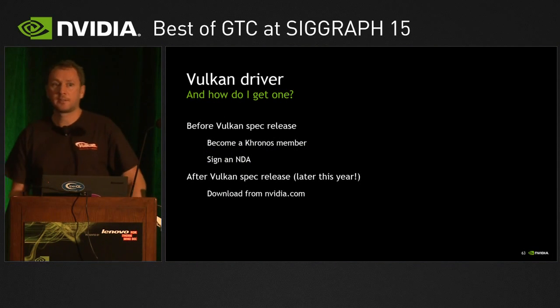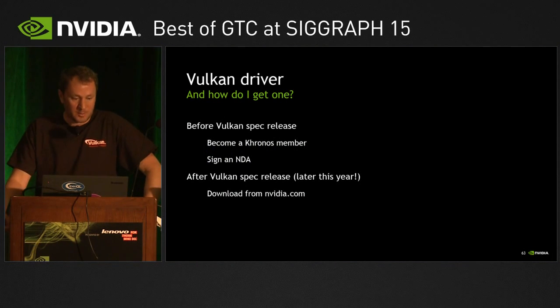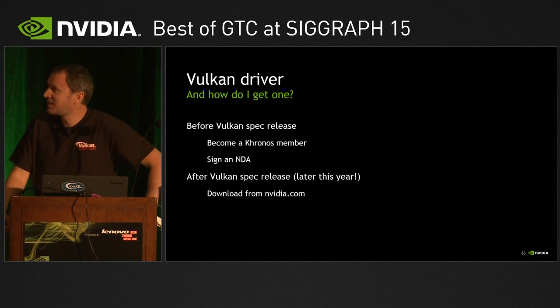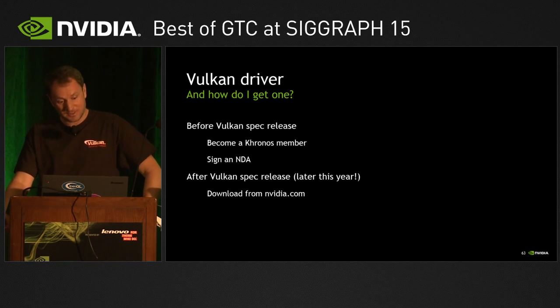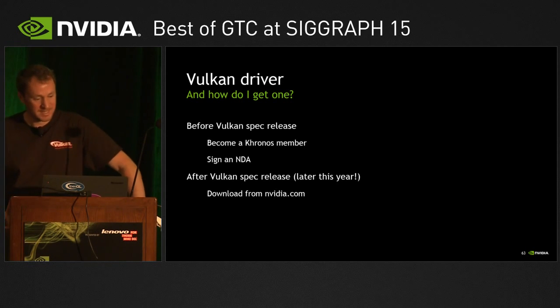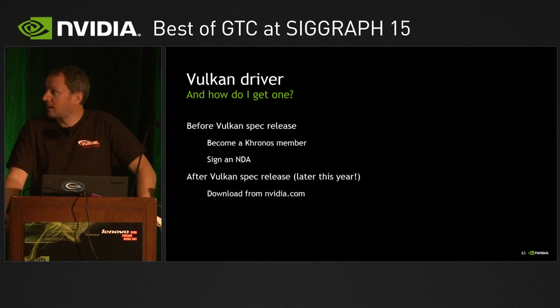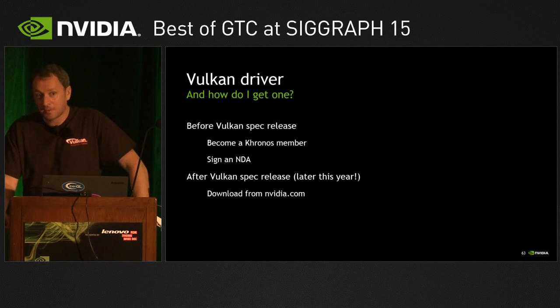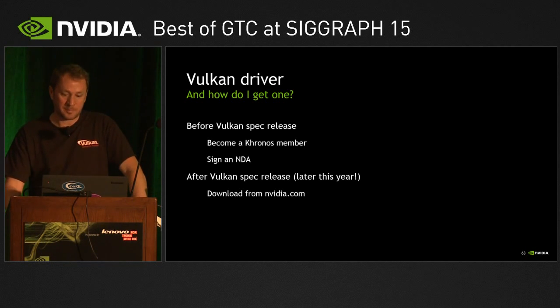So, how do you get a Vulkan driver? Well, the spec hasn't quite been released yet, so if you're not a Khronos member, you won't be able to get one yet. You can always become a Khronos member and then sign an NDA with us, and we'll happily give you a driver and a bunch of samples to play with. But after the Vulkan spec is released, hopefully later this year, you'll be able to download a Vulkan driver from NVIDIA.com. That is our goal.